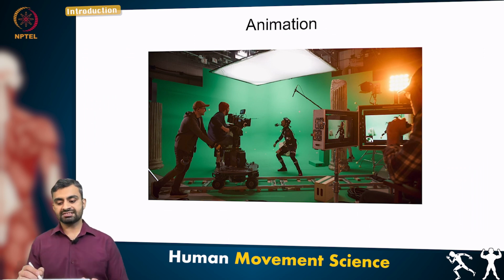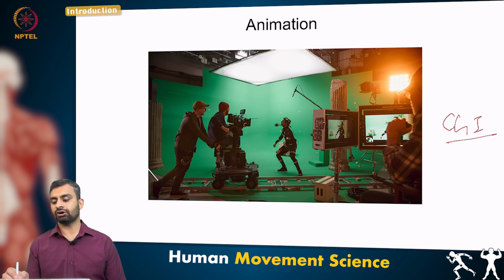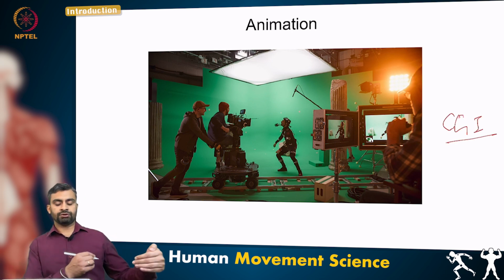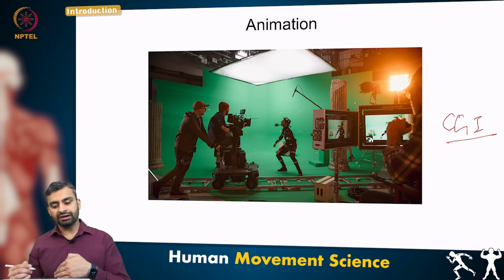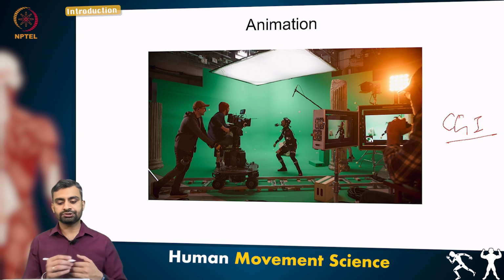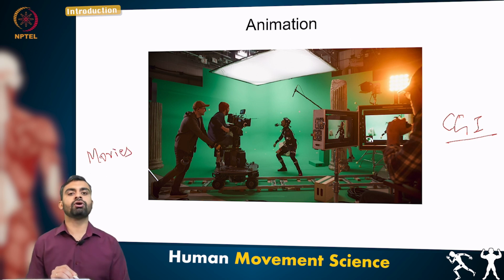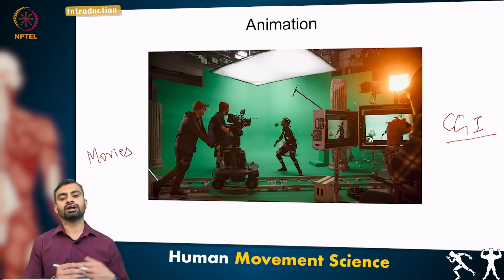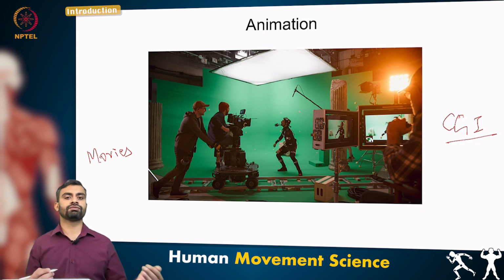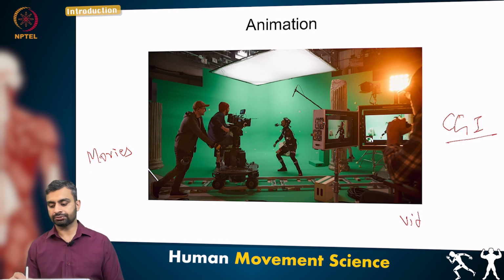So all of us have seen these CGI effects where a performer is being recorded in front of a green screen. This has application in movies, for example all the Marvel movies we see nowadays, or Avatar, which is a very common example I'm sure all of you have seen, and similarly in video games also.